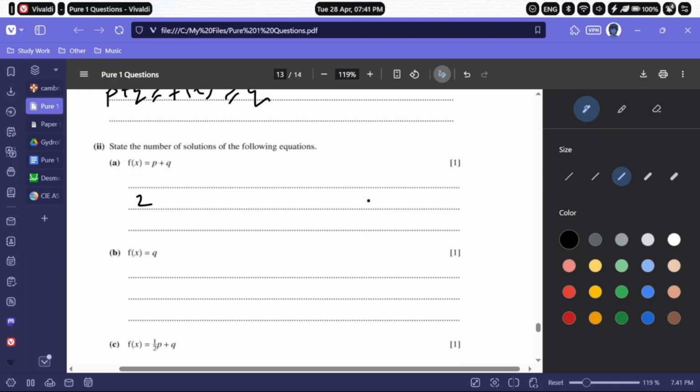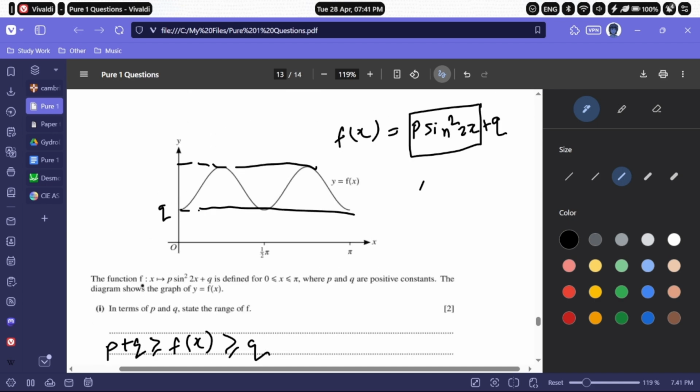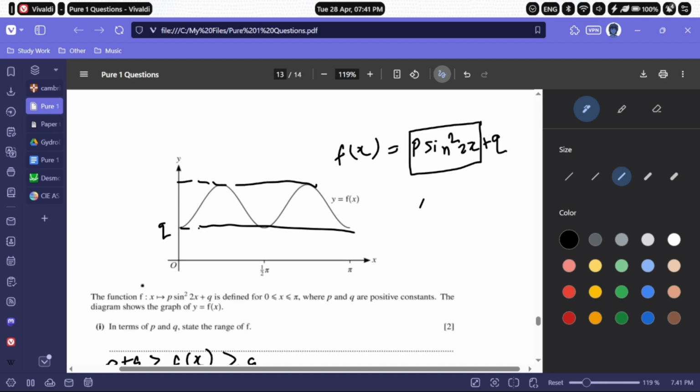Can you explain the range thing? Okay, third time. Basically f of x is p sine square 2x plus q, right? Notice that since it's sine square 2x, sine square can never be negative. It's always going to give you a positive value. So the minimum value for f of x, for this graph, would also be positive.